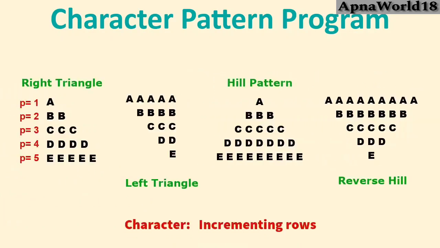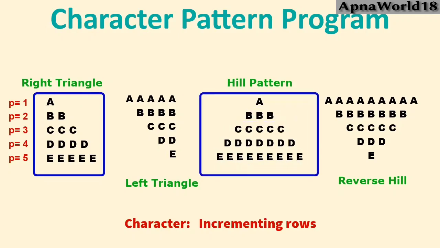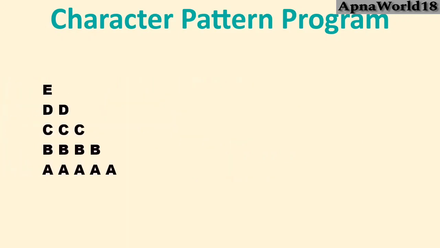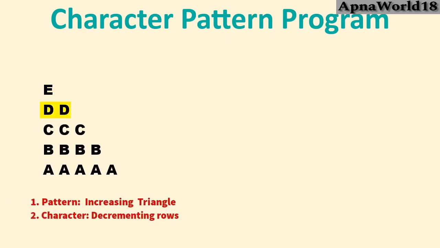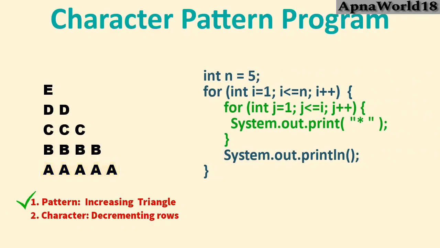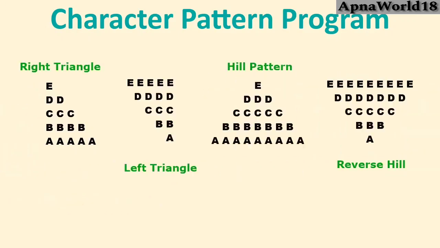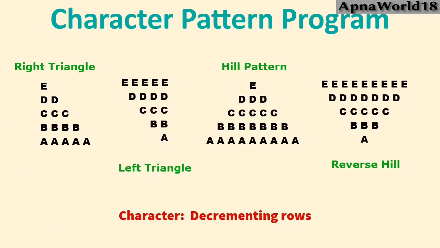The same logic we can use for any shape which has the same character in each row, like for the right-sided triangle or hill pattern or any other pattern. Now what if the value was E first and then D, then C and then B and then A? Again we see in a row the same character is printed, so we will set P to the initial value E and decrement the value every time. In the inner loop, we will print P typecasted to char. This will again work for all different patterns with decreasing row character pattern.